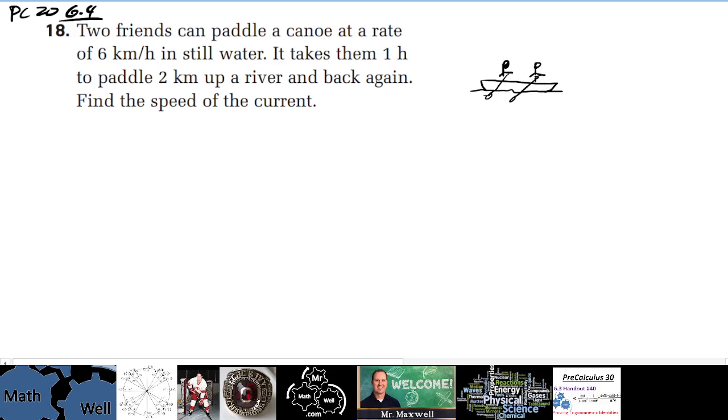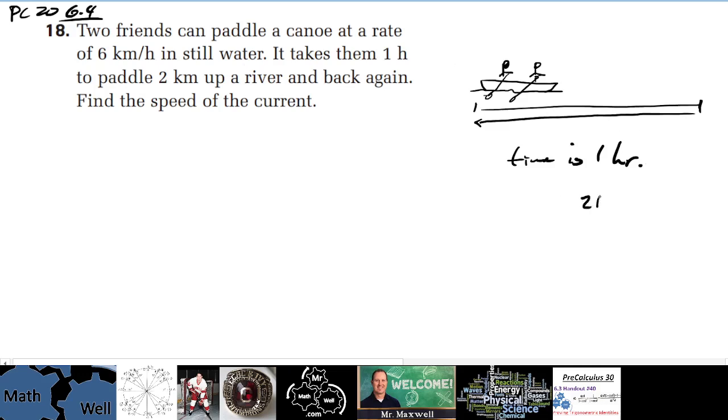So it takes them 1 hour to paddle 2 kilometers up the river and back again. Okay. So going up the river and down the river, the total time is 1 hour. That's what I'm confused about. But I don't understand. 1 hour to paddle 2 kilometers up the river and back in. So it's 1 hour for 2 kilometers. Yeah, but is it 2 kilometers up? Okay. So find the speed of the current.